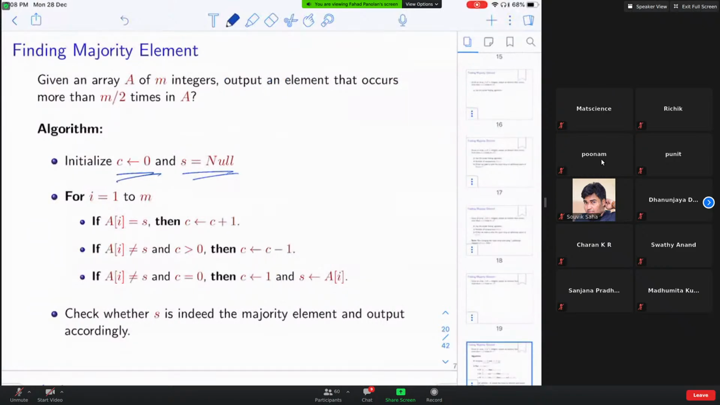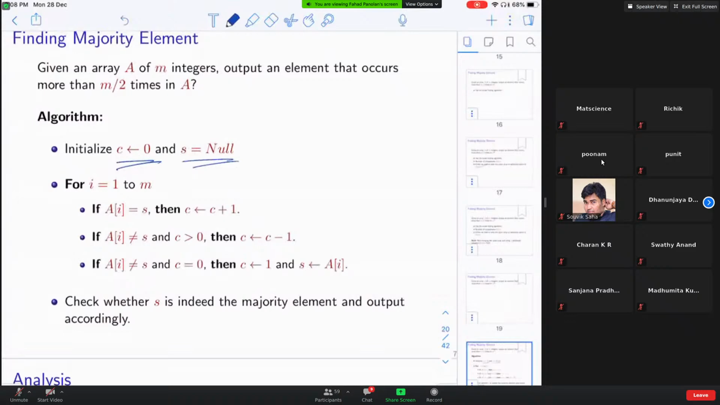So do this process, and at the end, the algorithm will have two values. S is a potential candidate for the majority element, and C is some counter value. Then the algorithm checks whether S is actually a majority element. How can you check it? You just check how many times S occurs in your input, by passing your array from left to right and counting the number of times S occurs. If it is more than m/2, you output S. Otherwise, you say that there is no majority element.